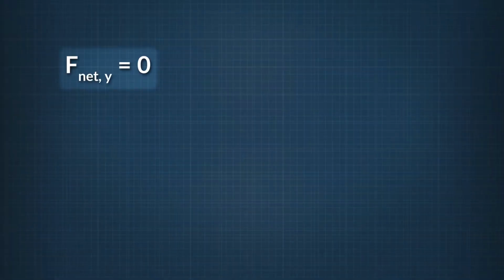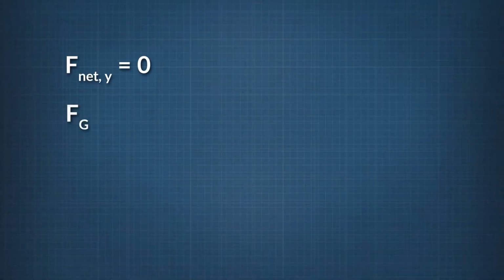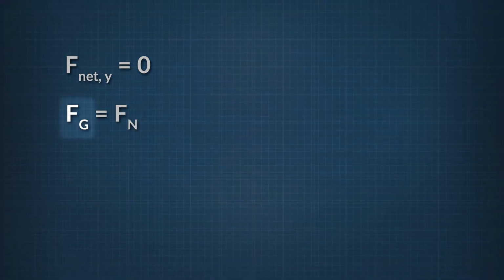The box is at rest in the y direction, so we know we aren't accelerating in that direction, so normal force and the force of gravity are the same. So the net force in the y direction is 0. This means that in this problem, force due to gravity is equal to normal force.